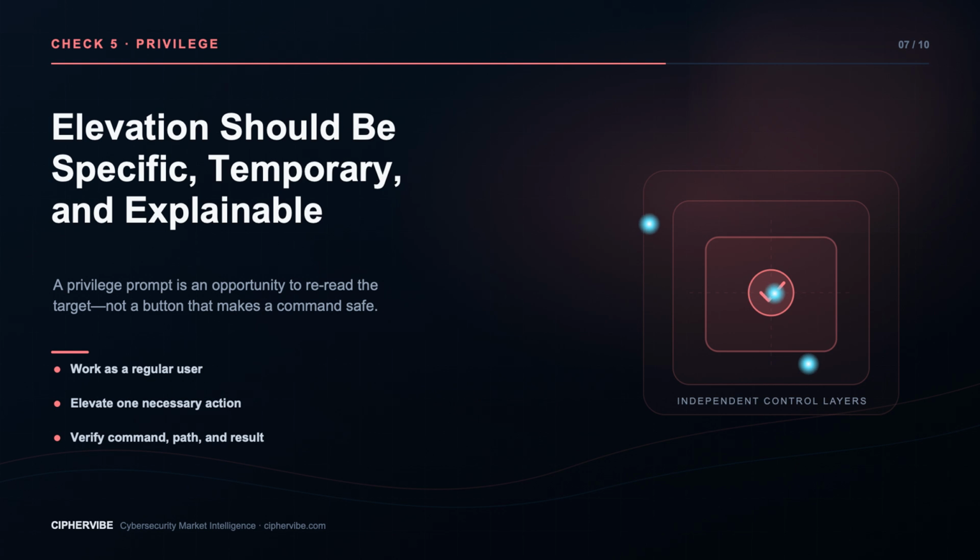Never elevate merely to silence an error you have not understood. A permission problem can reveal a wrong target, broken ownership, missing policy, or an application design issue. Turning everything into root access expands the blast radius and removes the evidence you need to understand what is actually wrong.